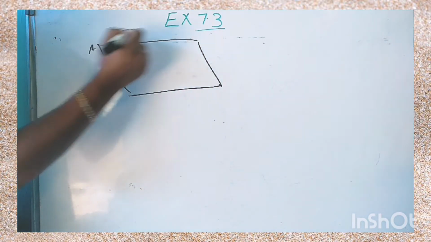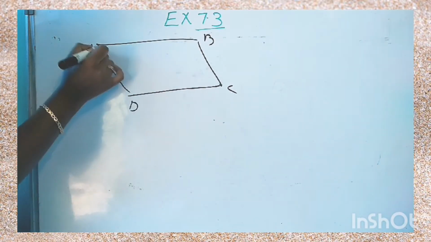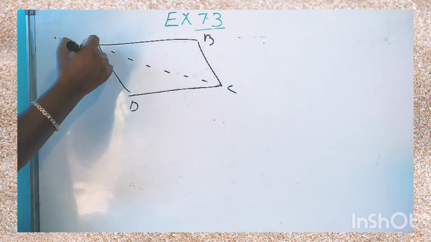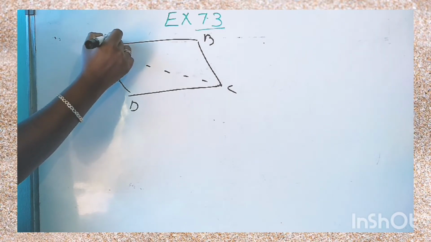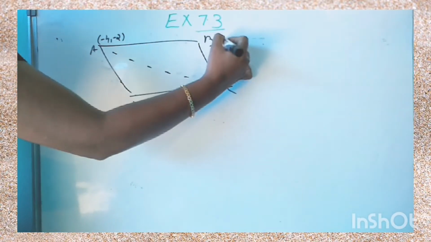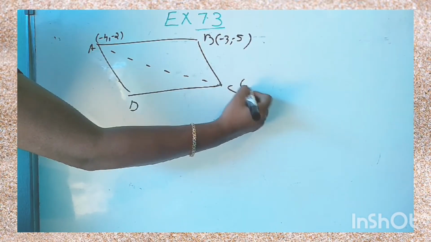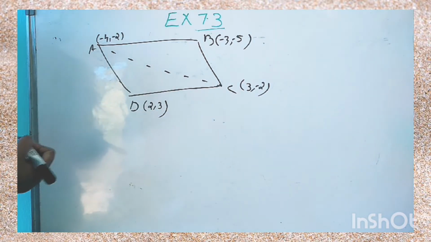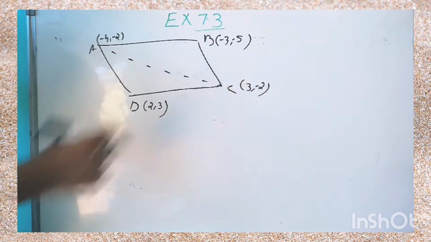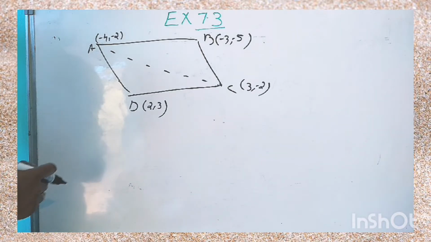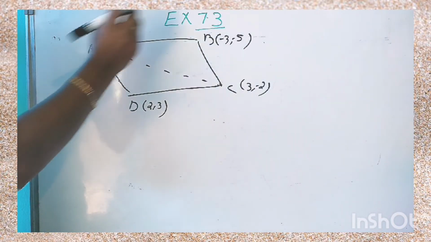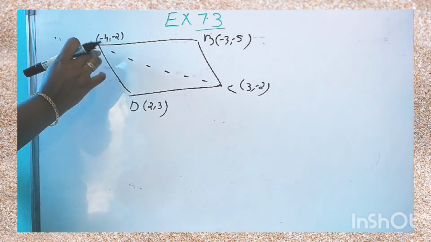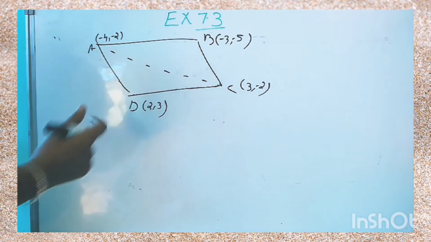Suppose this is our quadrilateral A, B, C, D. We need to divide this quadrilateral into two triangles. The coordinates of A is given, that is (-4, -2). B is (-3, -5), C is (3, -2) and D is (2, 3). Okay. Now we need to find out the area of this quadrilateral ABCD. For that we are going to find out the area of the triangle ABC and the area of the triangle ACD.